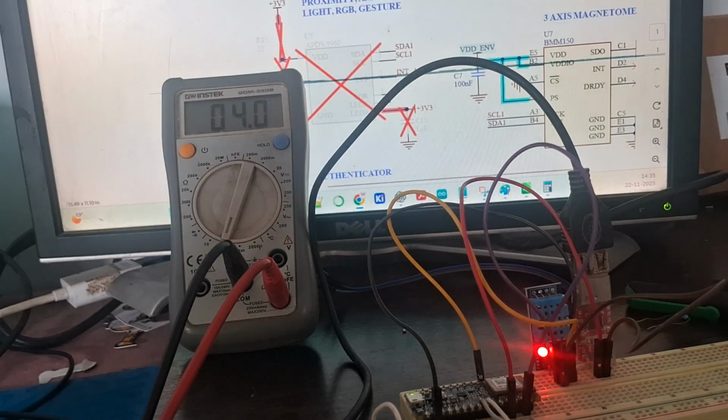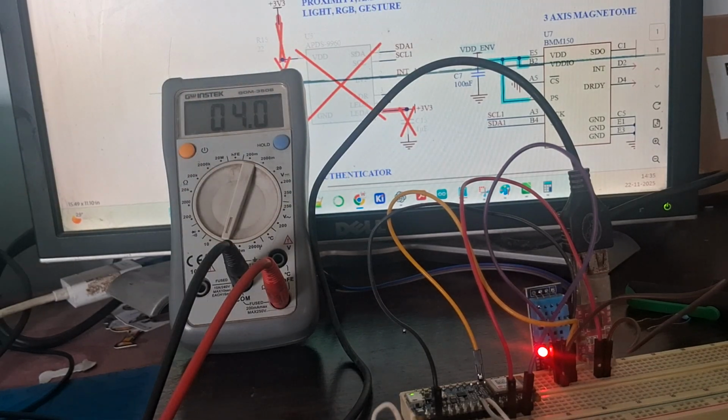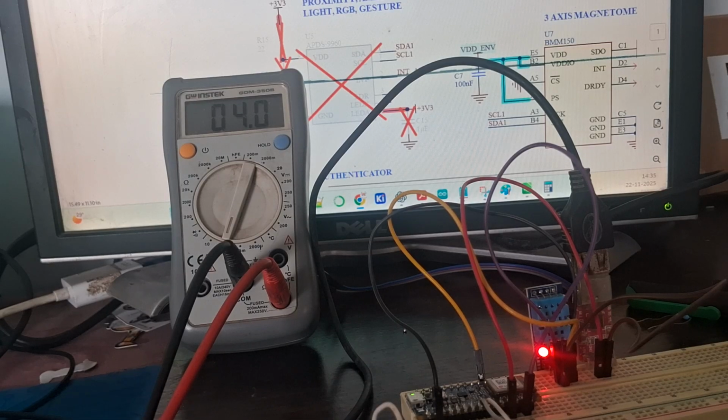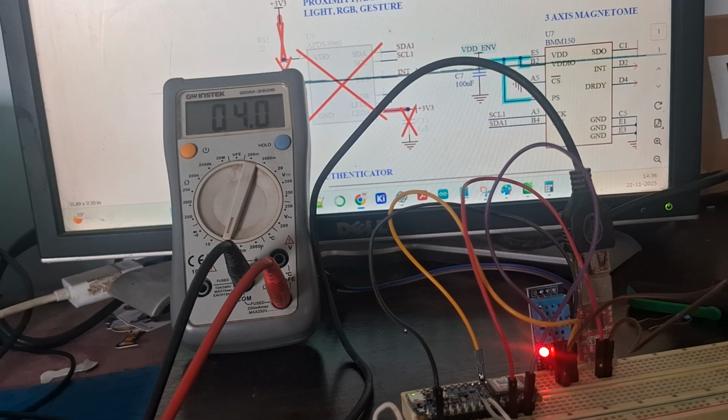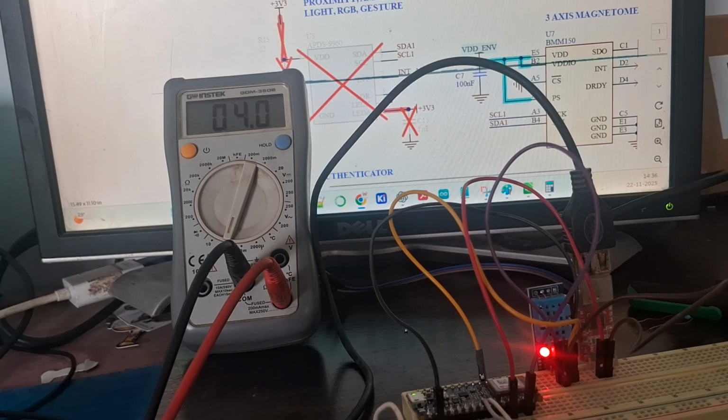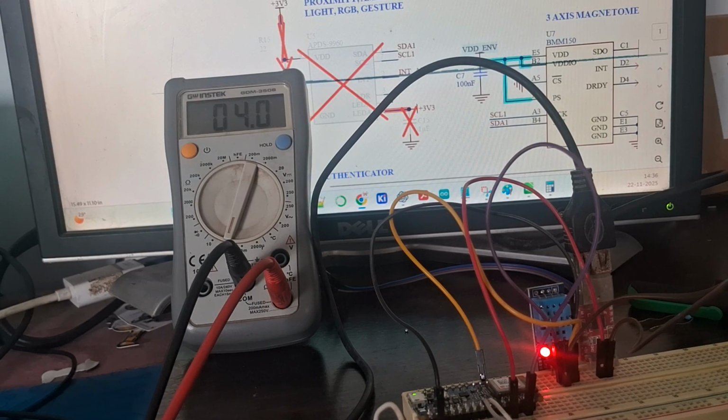We can also put it in a transmission mode and measure the current. So in all the various scenarios, we can get to know the power consumption of the Arduino Nano 33 BLE board using this setup.